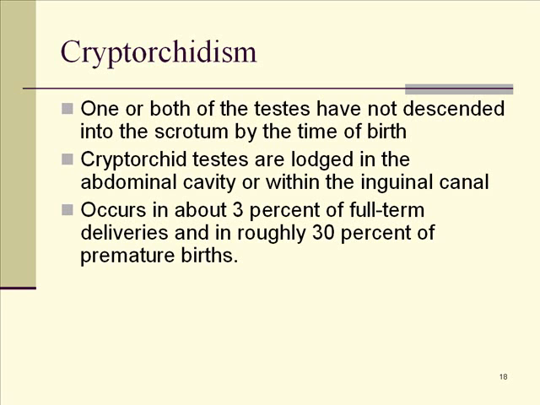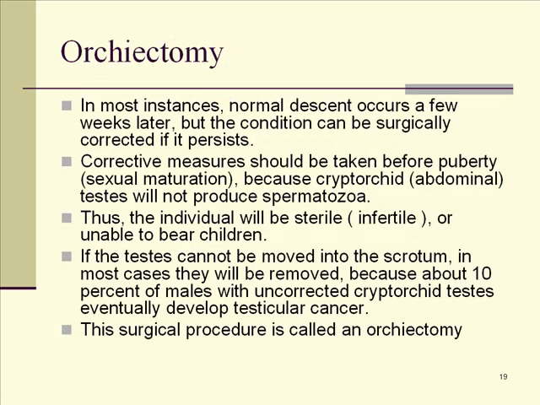Sometimes it can lodge within the inguinal canal as well. It occurs in about 3% of full-term deliveries, and roughly 30% of premature males. If the testicle does not descend into the scrotum, then a procedure has to be performed to remove that testicle. That procedure is referred to as an orchiectomy. Now, in most instances, normal descent occurs a few weeks later.